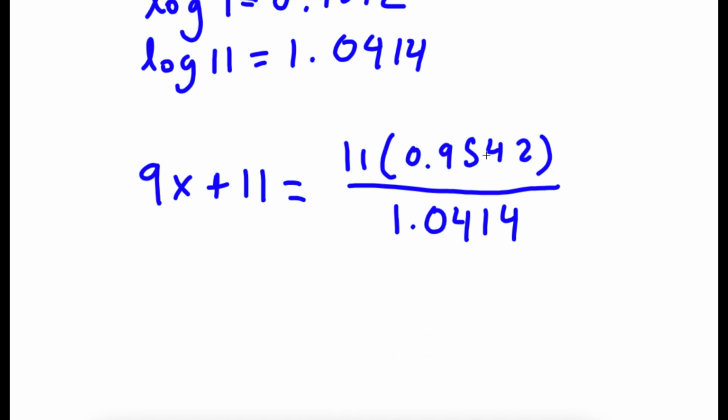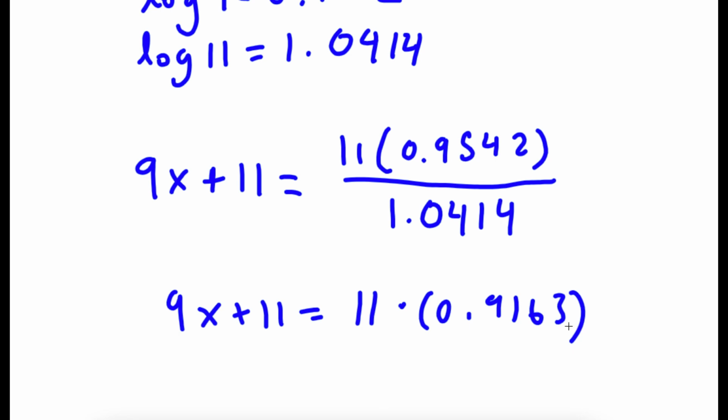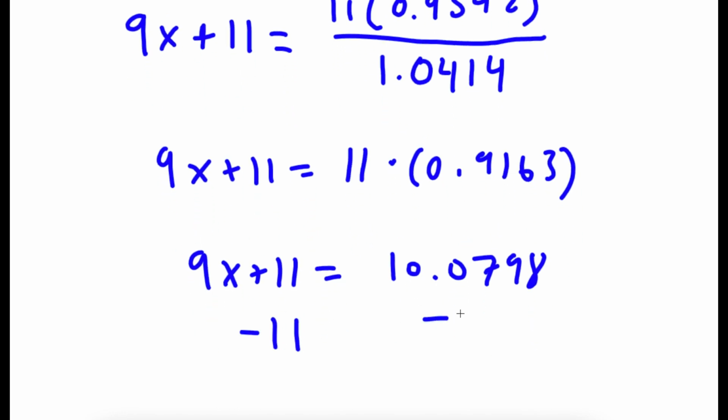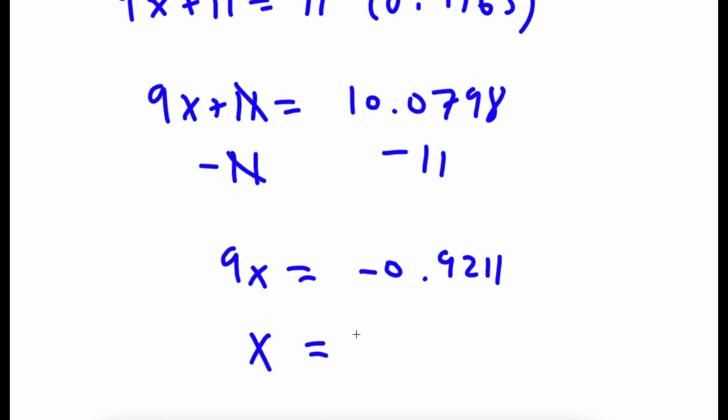Now 0.9542 over 1.0414, that's going to equal 11 times 0.9163, which is equal to 9x plus 11 is equal to 10.0789. So I have this minus 11. So now I have 9x is equal to negative 0.9211, meaning x is equal to negative 0.1023.